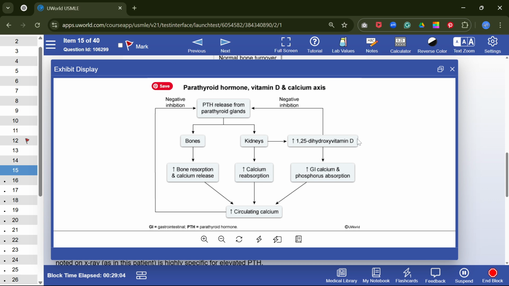Increased calcium absorption. Yes. In the kidney, calcium reabsorption, but phosphate excretion. It does not reabsorb the phosphate, but in the GI tract, it actually increases calcium and phosphorus absorption. Yes, it is not right as far as I guess.